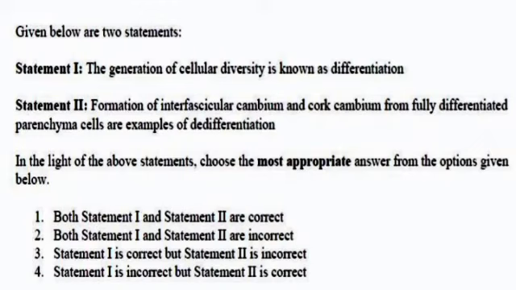The next is, given below are two statements. Statement 1, the generation of cellular diversity is known as differentiation. Statement 2, formation of interfascicular cambium and cork cambium from fully differentiated parenchyma cells are examples of de-differentiation. And in light of the above statements, the right one is option 1. That is, both statement 1 and statement 2 are correct.